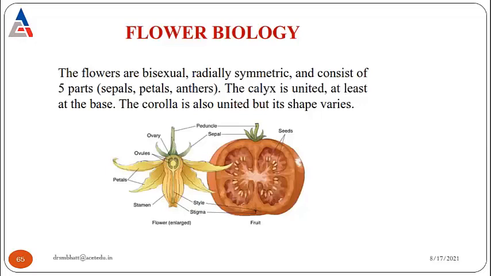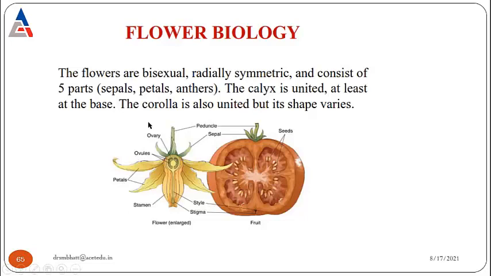So what is floral biology? Floral biology is the study of the complete structure from flower structure to fruit structure. The flowers are bisexual, actinomorphic, that is symmetric, consisting of five parts. The calyx is united, at least at the base. Corolla is also united, but its shape varies. So you can see stamen, petals, ovules, ovary, style, stigma.